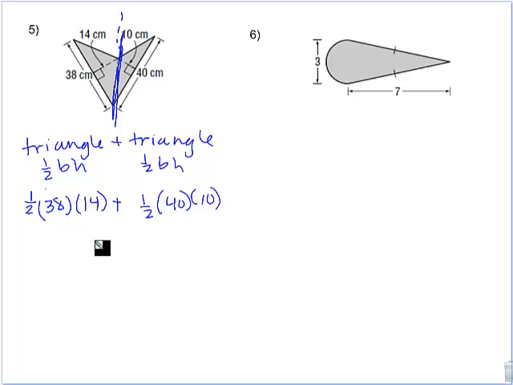Good, so 466, and what's the label? Yep, centimeters squared. That one okay? Okay, what does 6 look like?